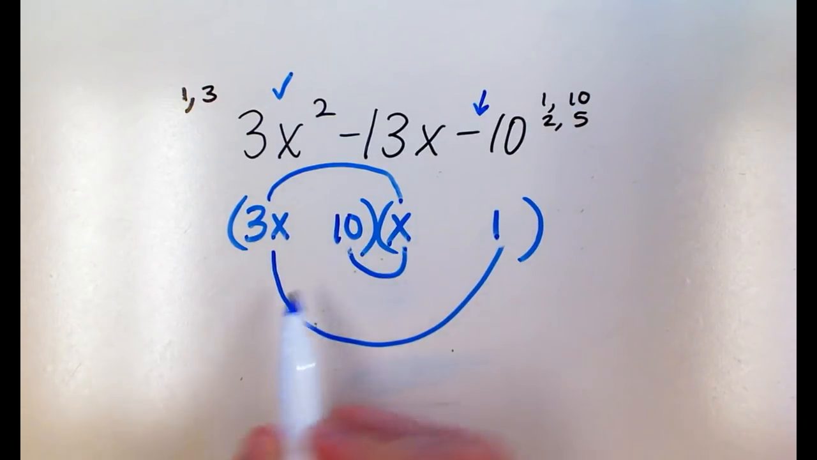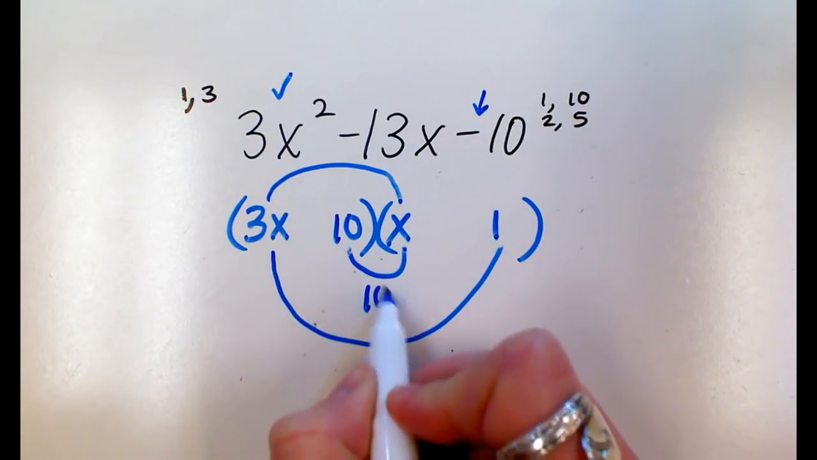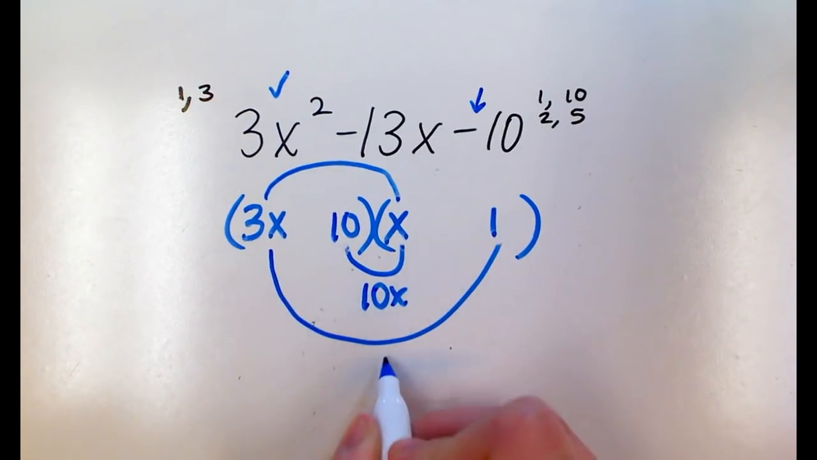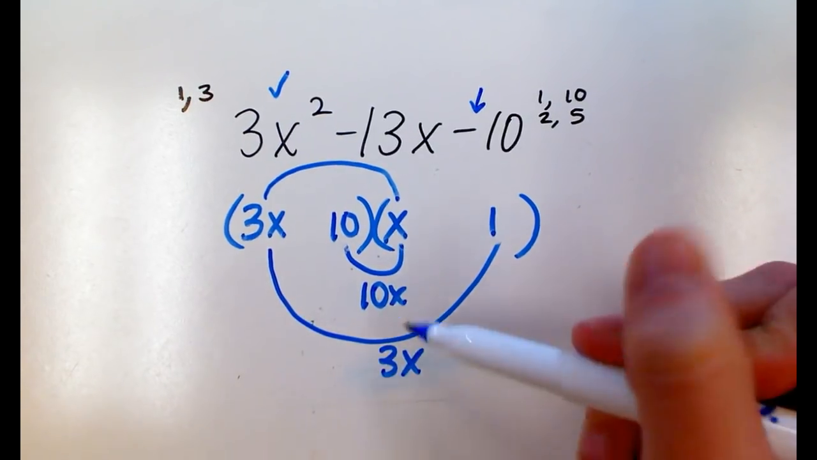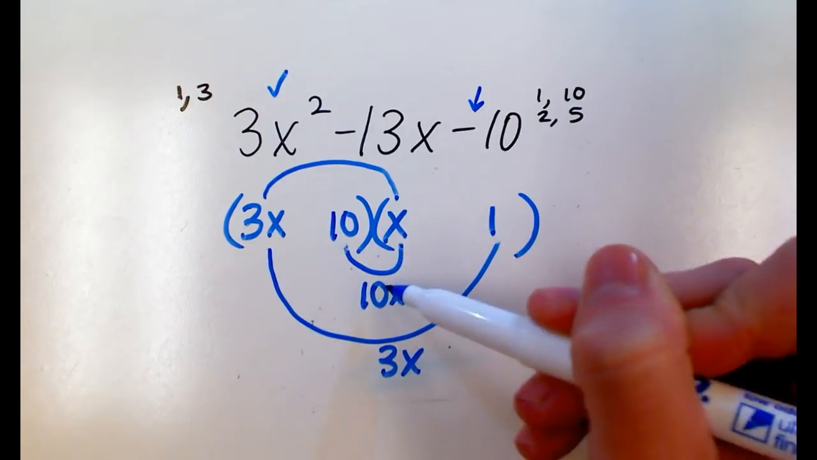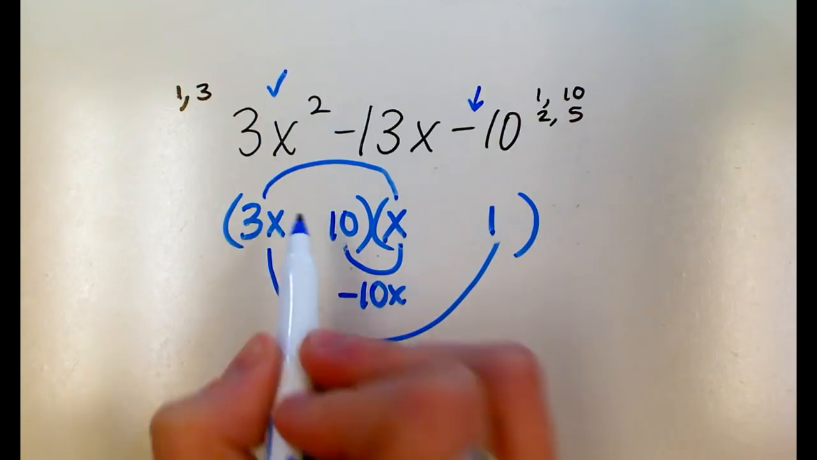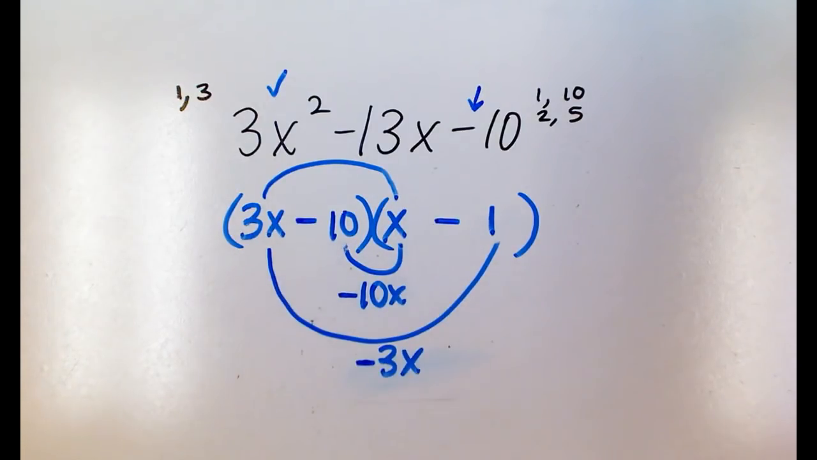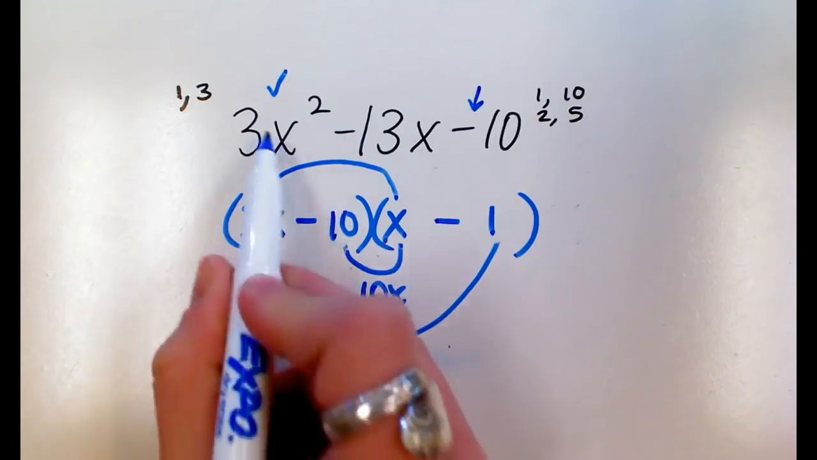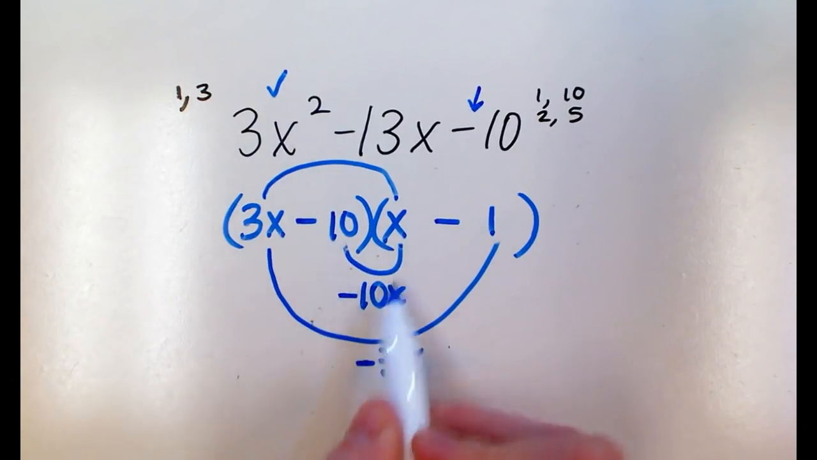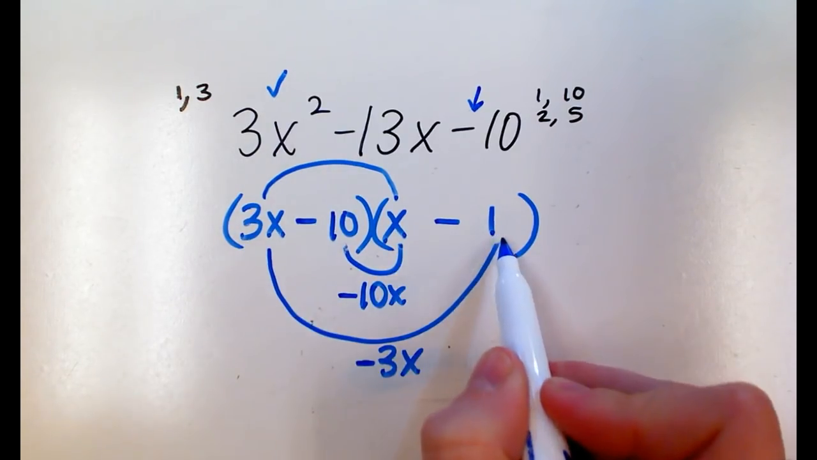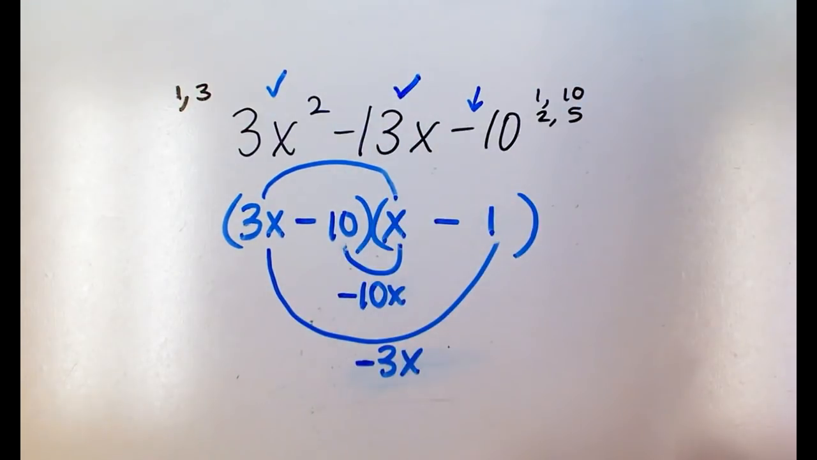Once again, I'm going to multiply these. 10 times x is 10x. 3x times 1 is 3x. 10x and 3x. That looks really familiar to negative 13. Well, if I need negative 13, these have to both be negative. Negative 10 and negative 1. 3x times x is 3x squared. Negative 10x minus 3x gives me negative 13x.